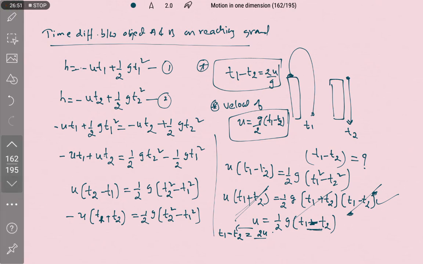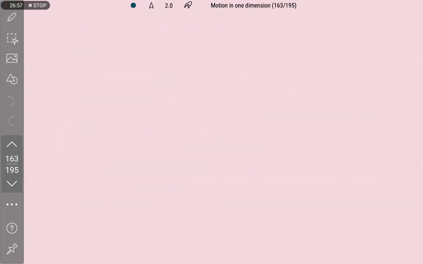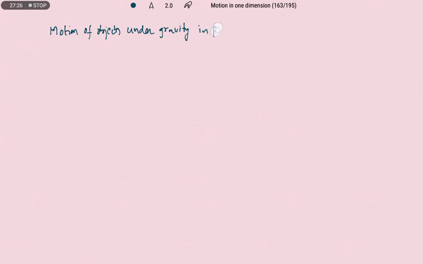So till now we discussed bodies by neglecting the air resistance. Okay, now let us study if we are considering the air resistance on an object, what will be the time taken and which time will be maximum. Okay? Right, motion of objects under gravity in presence of air resistance.